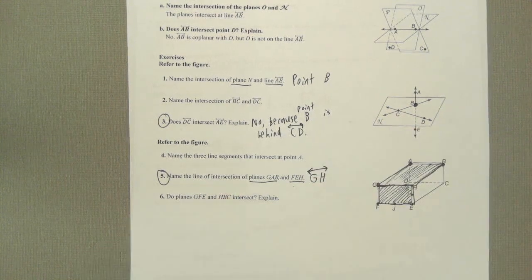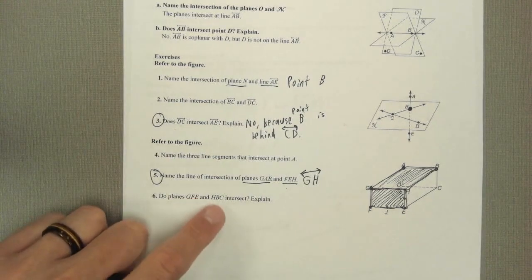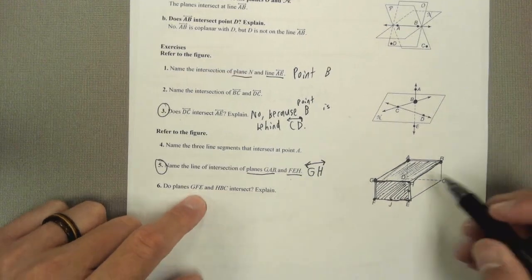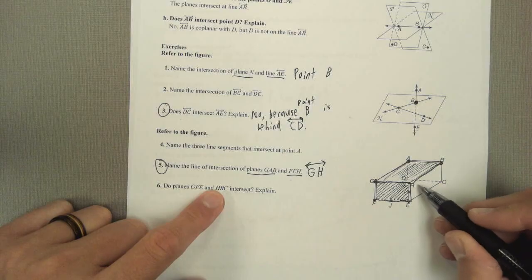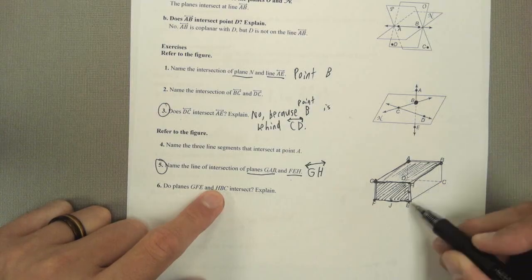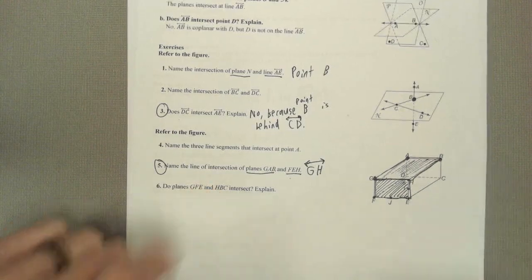And we could also think about this one. Do they intersect? Well, let's just quickly look. GFE. That's that front one again, and then HBC. So yeah, those 2 do intersect. They intersect right here.